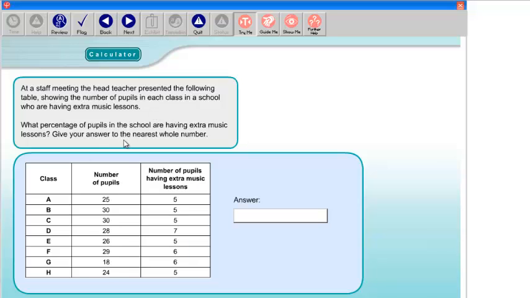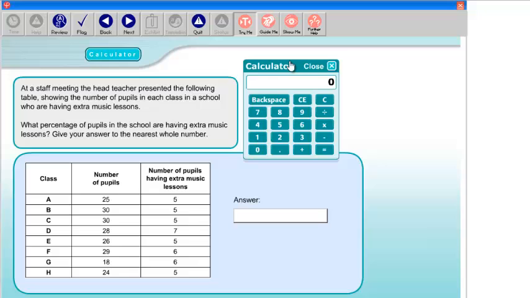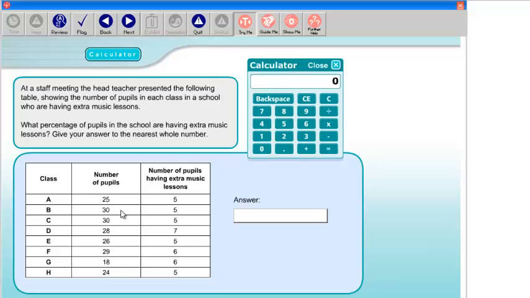So we want the percentage of the whole school, so we're going to have to know how many pupils are in the school, and that involves adding up the number of pupils in each class. So we better get the calculator to help us do this quicker. So I'm just going to type in these numbers, so 25 plus 30 and so on. So let's do that. 25 plus 30 plus another 30 plus 28 plus 26 plus 29 plus 18 plus 24. So that gives us 210 pupils in total.